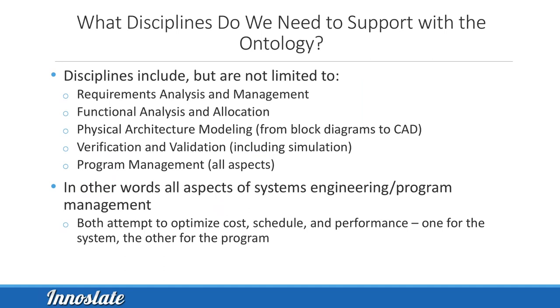And so what kind of disciplines particularly are needed to support this? Well, this is not an all-inclusive list, but these are the basic ones that we thought were really important: requirements analysis and management, functional analysis and allocation, physical architecture modeling, everywhere from simple block diagrams to actual computer-aided design, that whole breadth of functionality there, verification and validation, of course, which includes simulation.